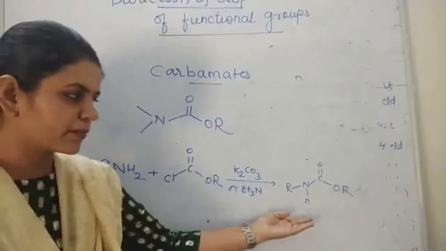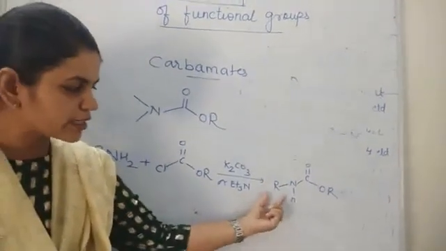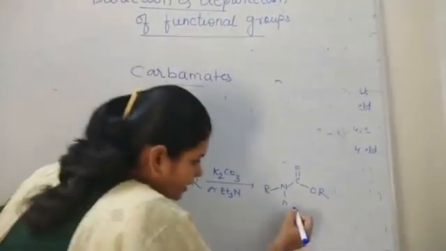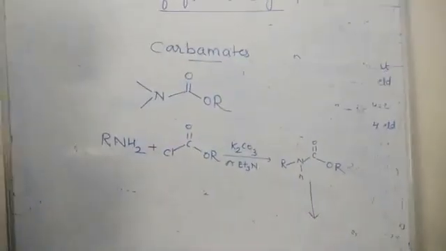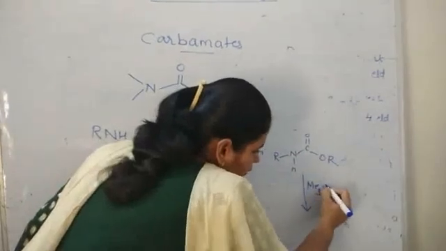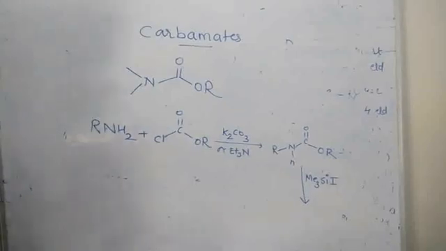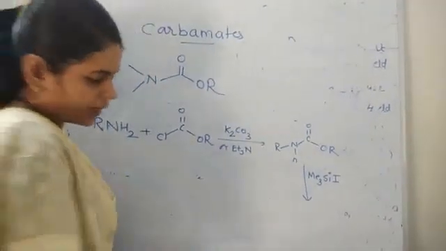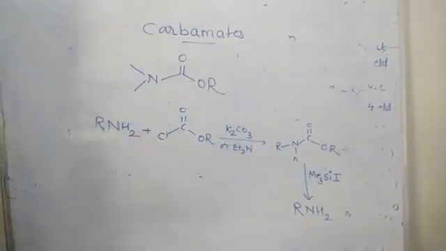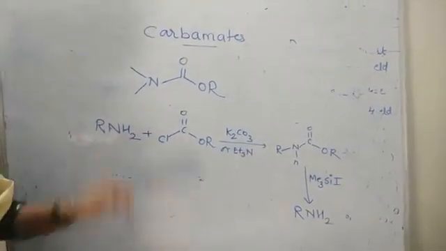This is the carbamate. Now this side is available for the reaction. We can perform any reaction on this side, and for the deprotection, iodotrimethylsilane is used, and the solvent is chloroform or carbon tetrachloride. And here again we get our amines. Okay, so this is about the carbamates.